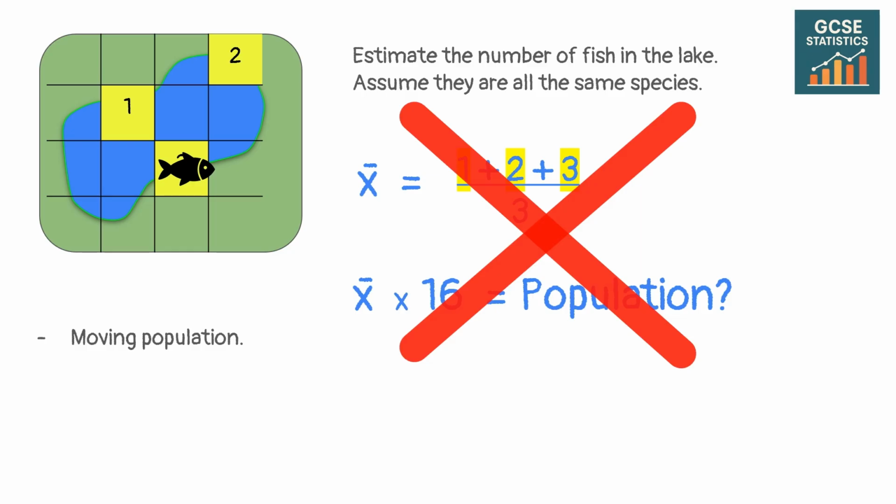Couple this with a few hundred or 1,000 fish doing the same thing, and we have a problem of an overestimate because so many fish are included in multiple samples. It works the other way too. If the fish decides to move away just before I could catch them, then the sample count for sections 1, 2, and 3 will be too low. So we could say that a moving population gives biased results.